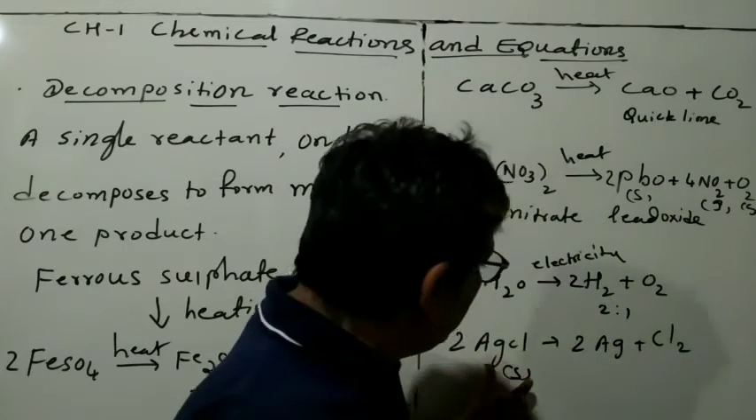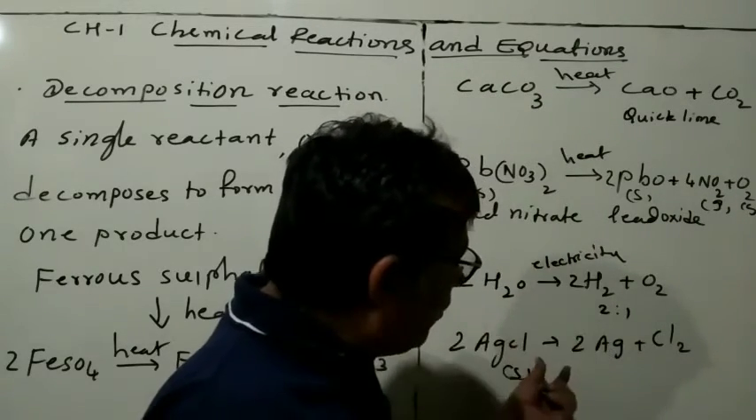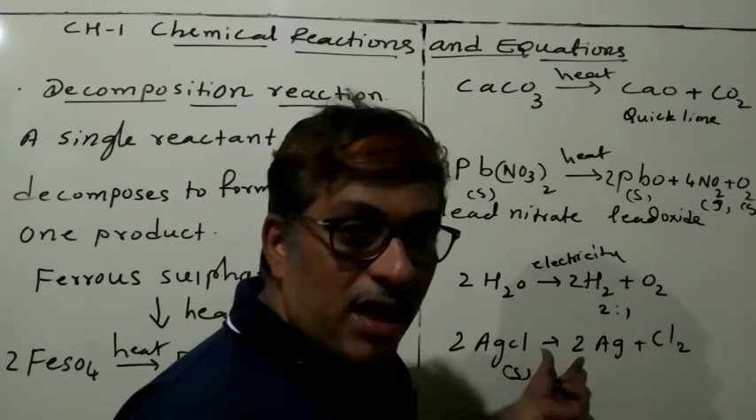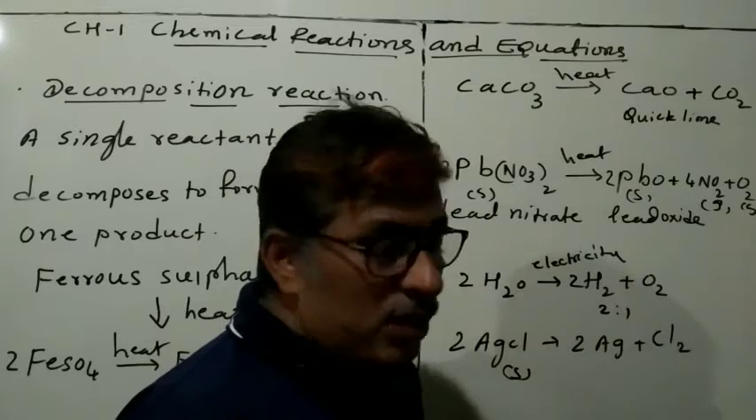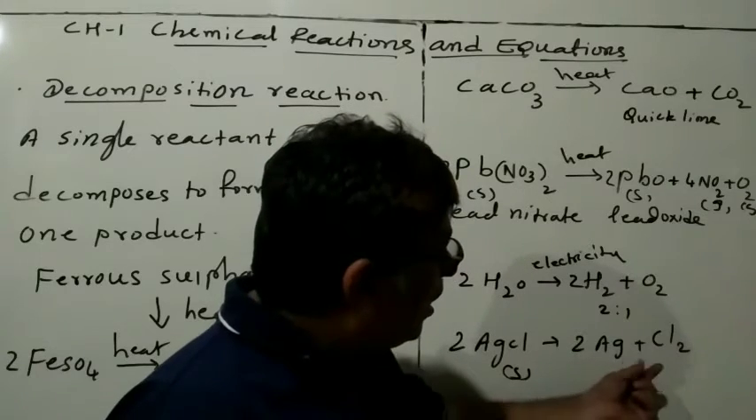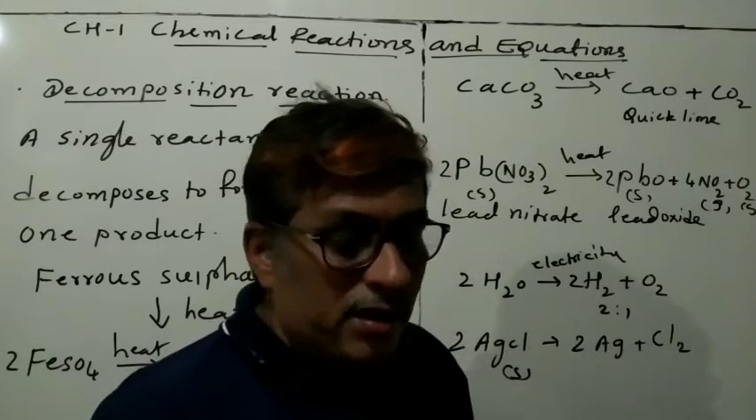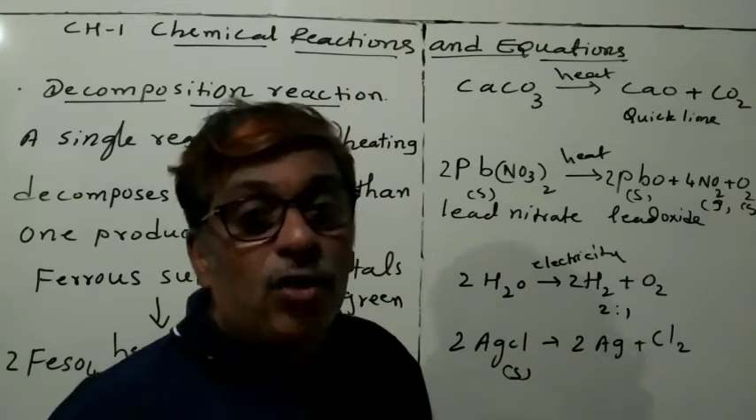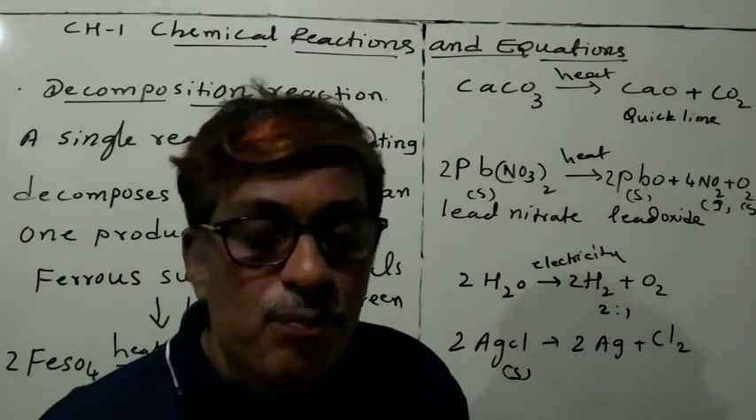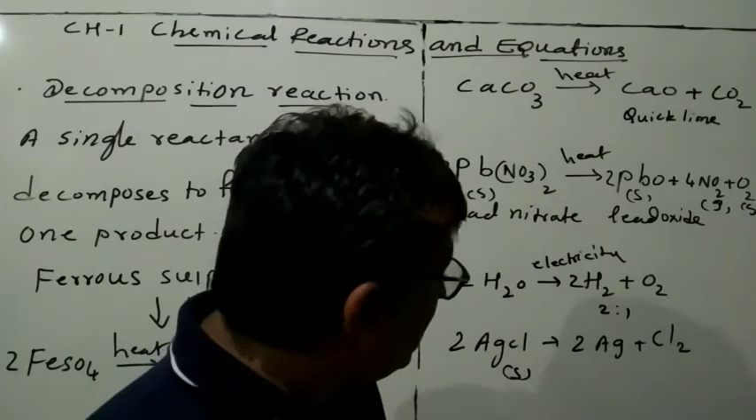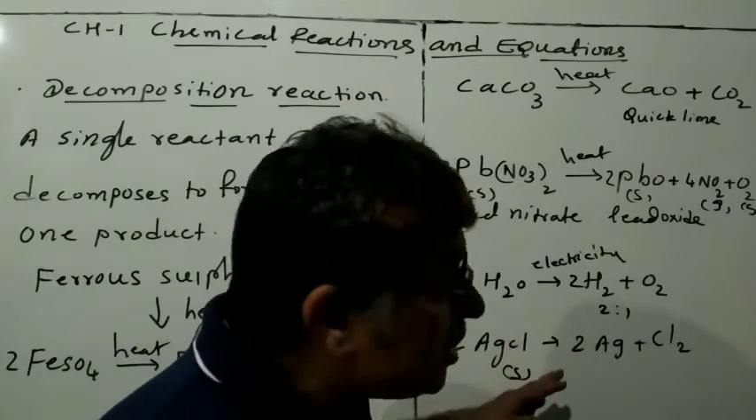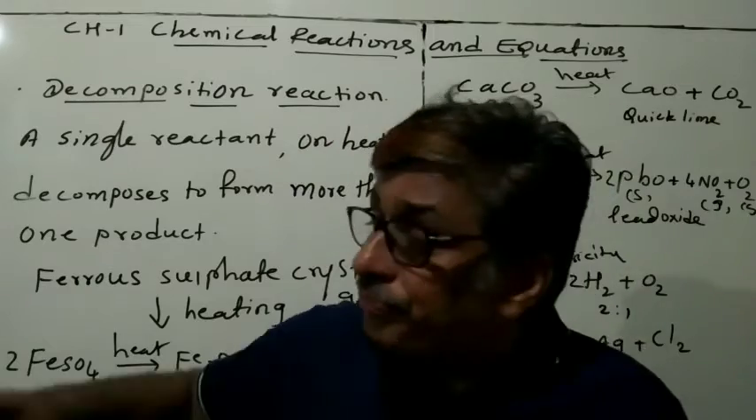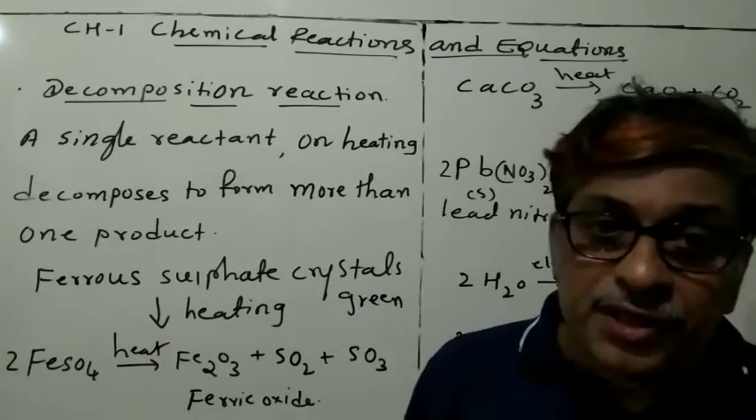It is white in color. Then keep it in the sunlight. So it breaks into silver and chlorine. Silver, grey color silver, and we are also getting chlorine. This process is carried out by sunlight or by light, so that is why this is called the photolysis process. This is also an example of a decomposition reaction.